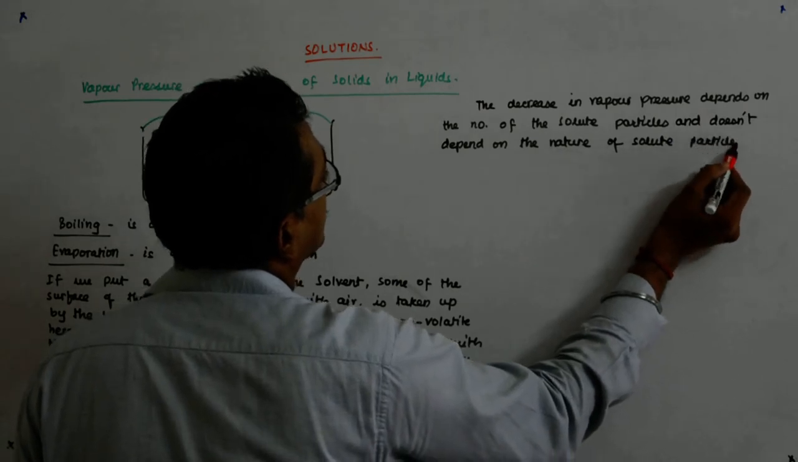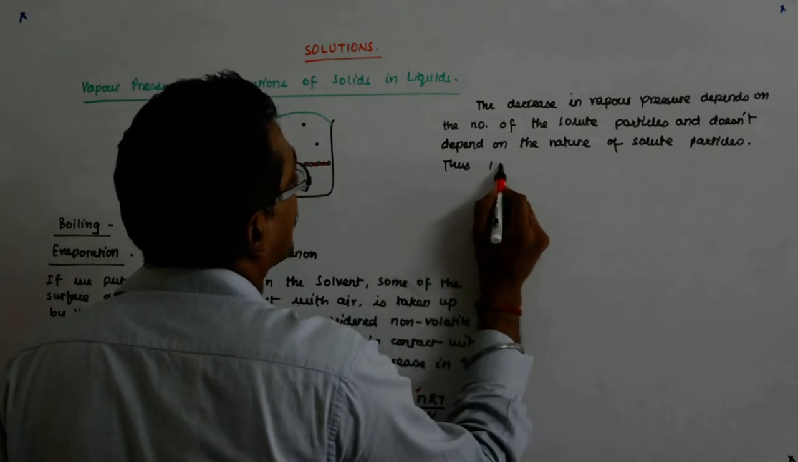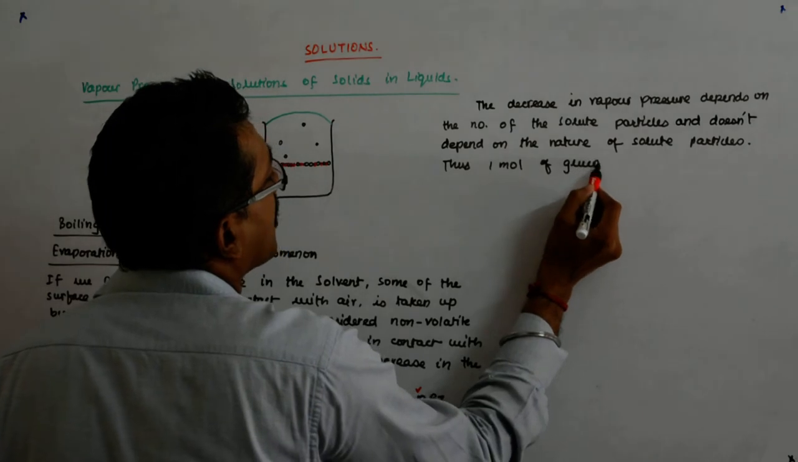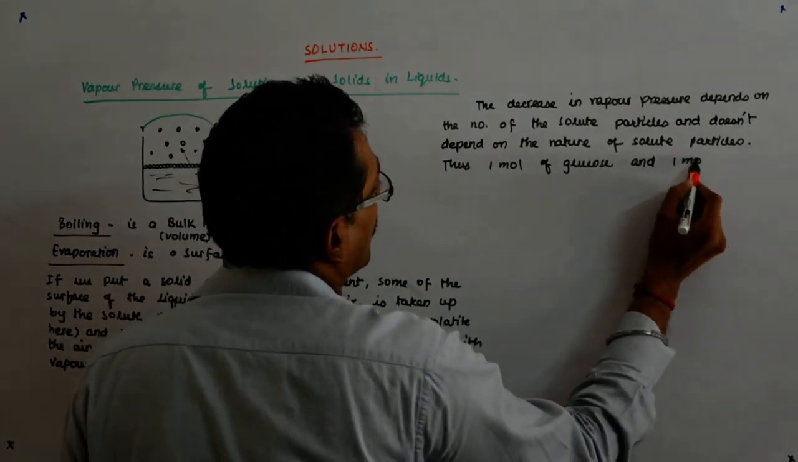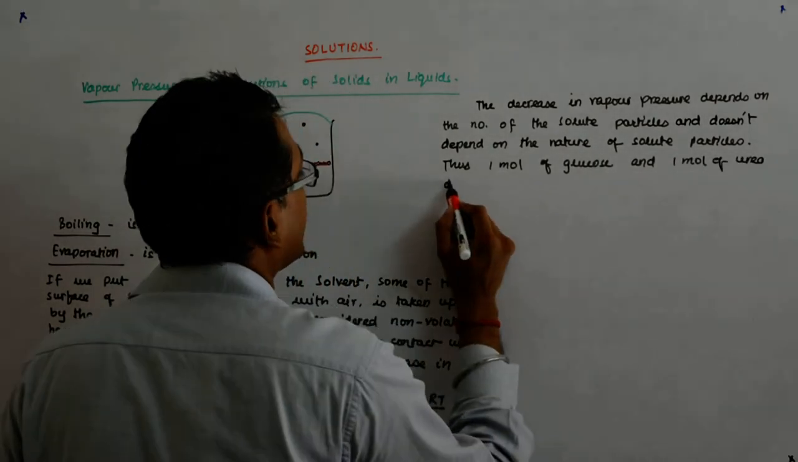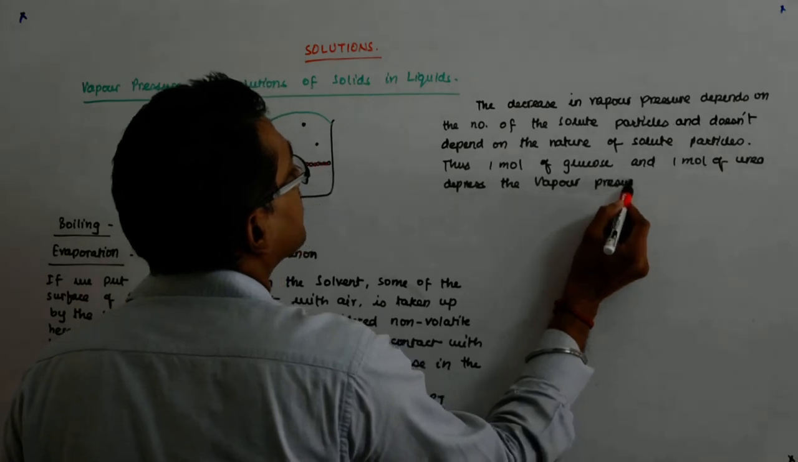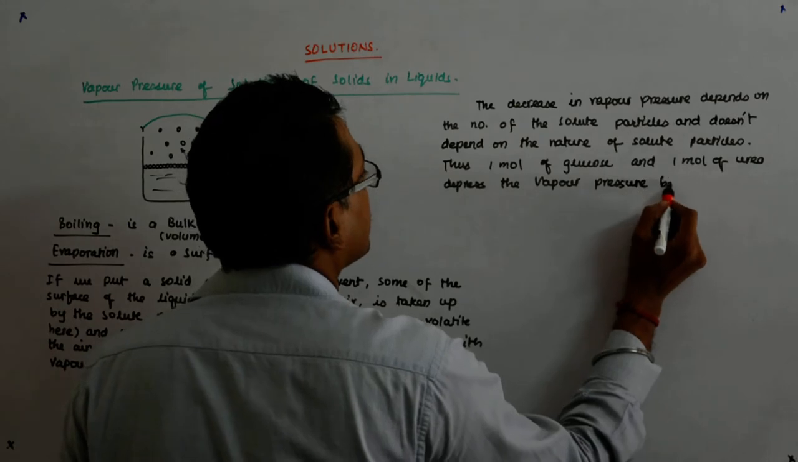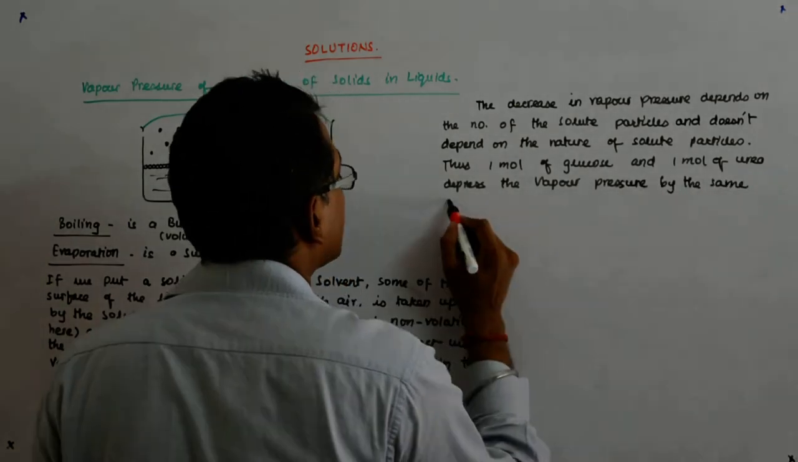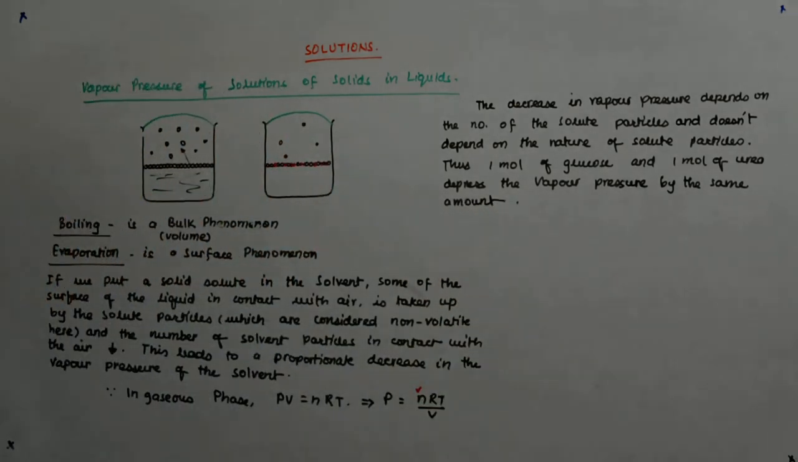So what do we mean to say? Does 1 mole of glucose and one mole of urea depress the vapor pressure by the same amount? We get the point. Because it's non-volatile, it does not depend. It's non-volatile, so any kind of solute will reduce the vapor pressure by the same amount.